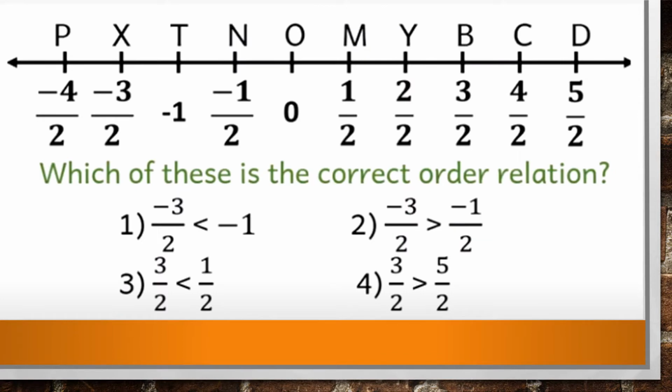Here, let us see the number line first, and we'll solve a question based on this. Now, I have a number line where I have marked 0 as the origin. Okay, that is 0, and it has been marked as O. Then, on the right hand side, I have points which I have marked as M, Y, B, C, D, and on the left hand side, I have N, T, X, and P. Now, let us read the question. Which of these is the correct order relation?